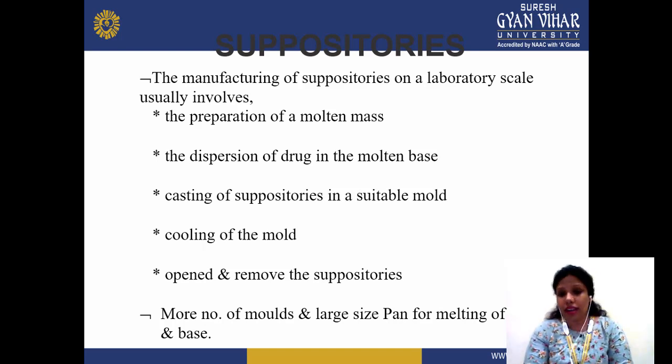More molds and a large size pan are needed for melting the drug and bases. If we need to make a large batch or a large size system of suppositories, then we need a number of molds. We can increase the number of molds, and we can increase the size of the pan. That is, we can take a large size pan for this process.